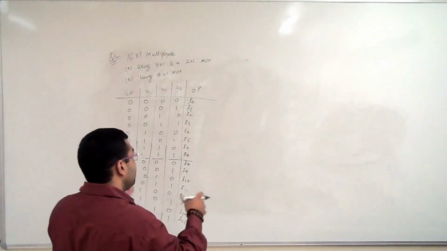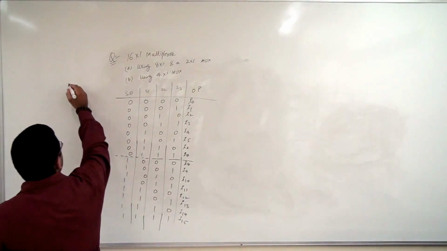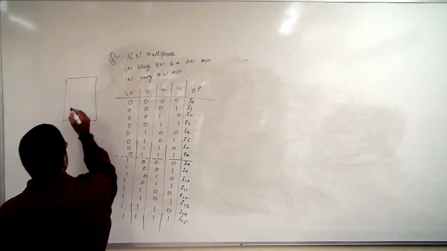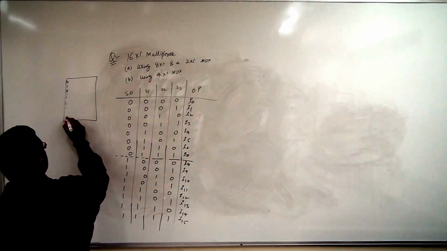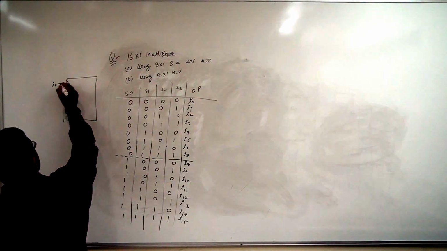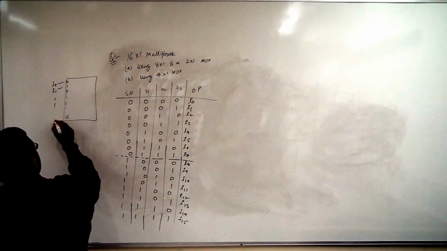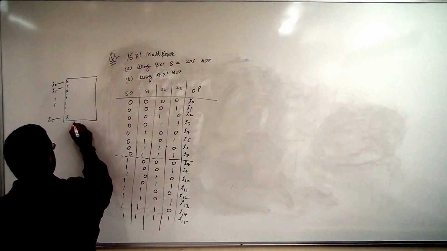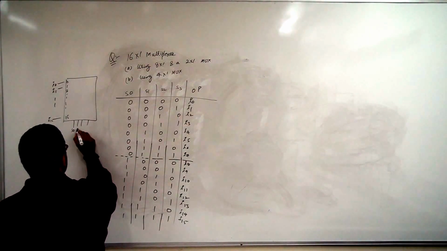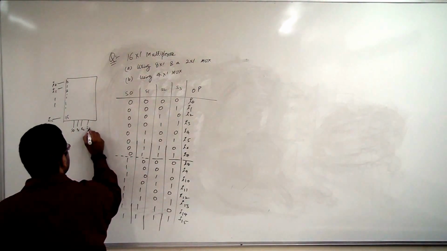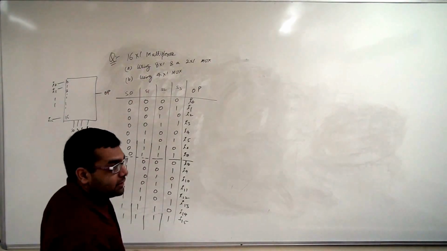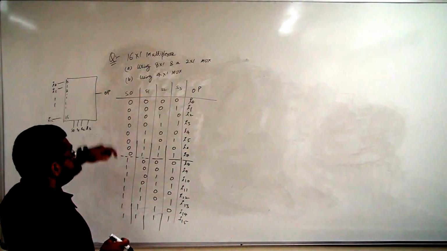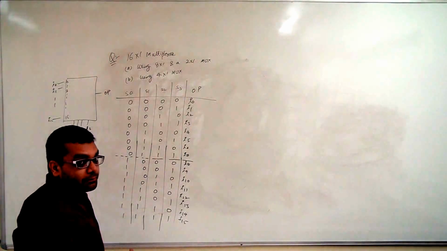Now if we draw the abstract model, our 16 cross 1 multiplexer appears like this. We have I0, I1, and so on up till I15. We have 4 select lines S0, S1, S2, S3 and this is our output. Based on the combination of the select lines, the corresponding input is thrown at the output.